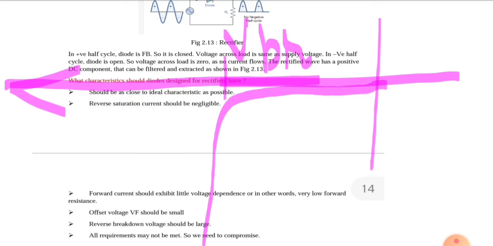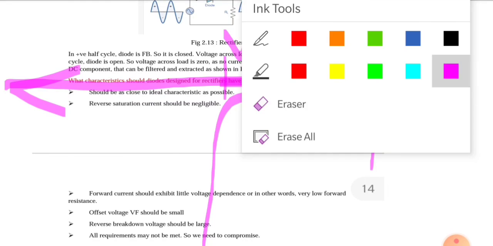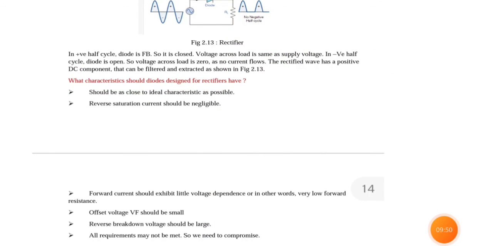All these requirements cannot be met. So we need to make some compromises while designing the rectifier circuit. In the next class we will see what things have to be kept in mind while designing a rectifier, or while designing a diode to be used as a rectifier. How much importance has to be given to the material we are using, its band gap, its doping concentration. If anything negative is happening, how we can overcome it, all those things we'll discuss in the next class.